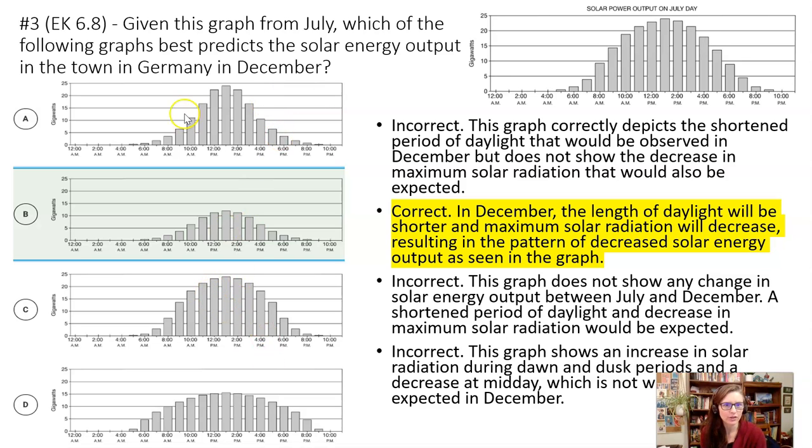In this one, we don't get it. So in A, the shape and pattern has changed. In D, the shape and pattern has changed. And in C, it isn't actually reflecting a decrease in energy.